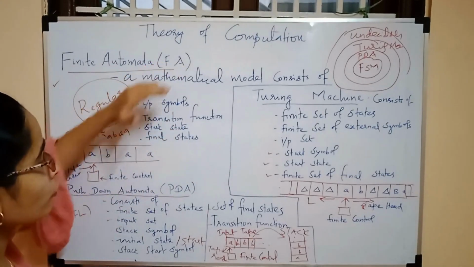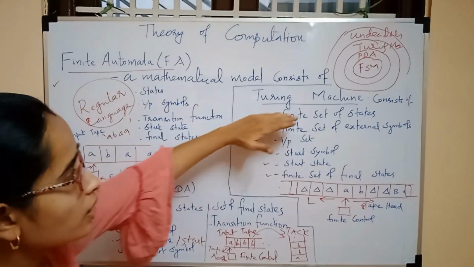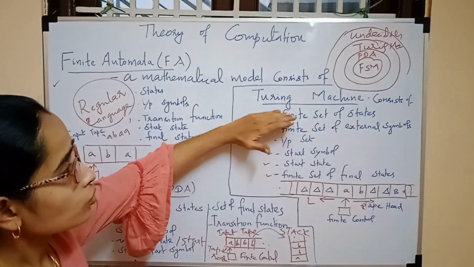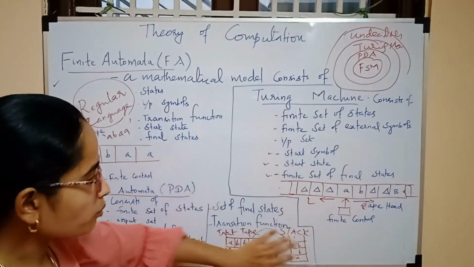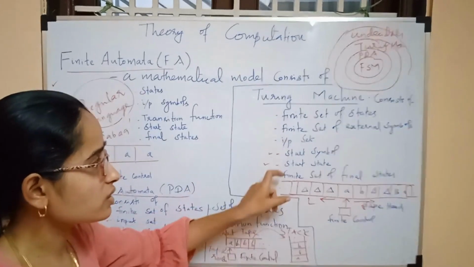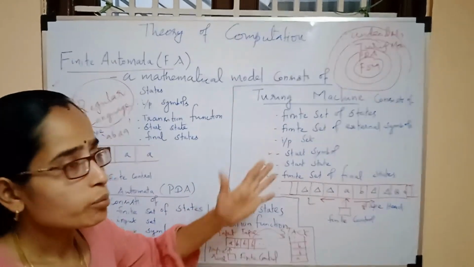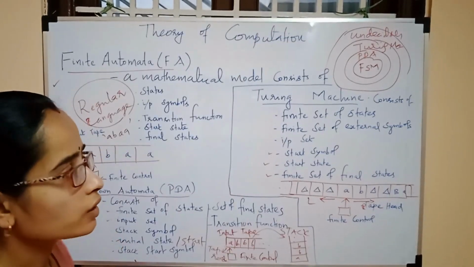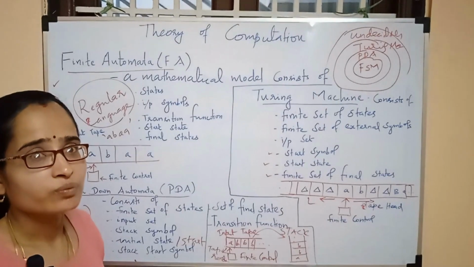The first one is finite automata, the second is push down automata, and then the Turing machine. For the Turing machine, just remember the structure and these terms, what all the members of this model are. We'll see in the next lecture. Okay, thank you.